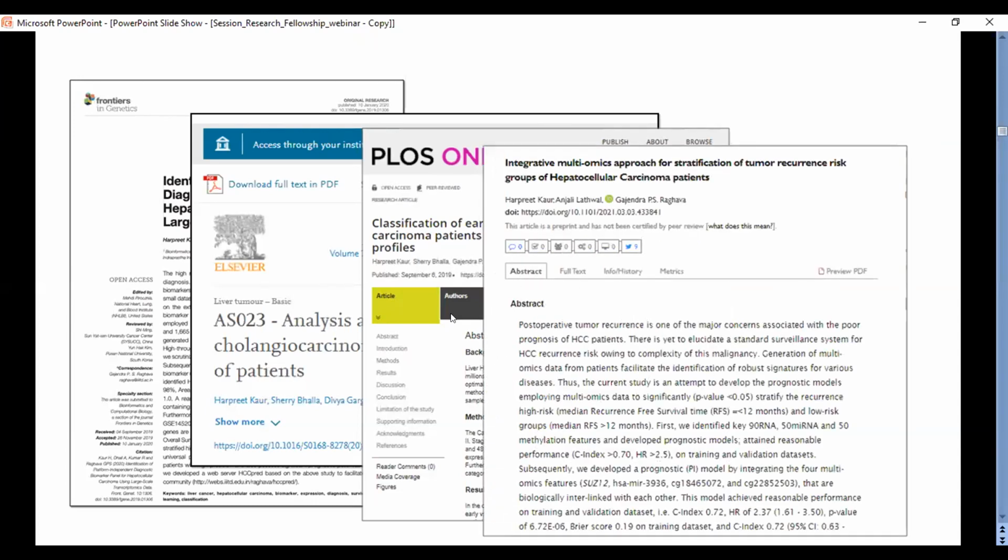In the last part, we focused on identification of a multi-omic signature that can stratify low recurrence risk and high recurrence risk groups of SCC patients. In this study, we identified 90 RNA, 50 miRNA, 50 methylation, and 4 integrative features that can significantly stratify recurrence risk groups of SCC patients.